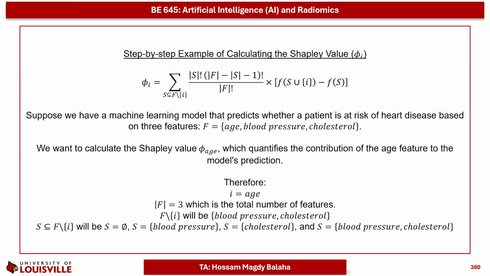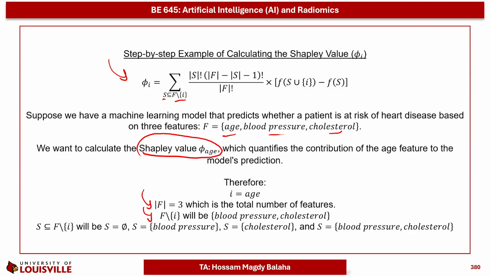To understand that, let's move to an example. We have the formula here. Let's say we have a machine learning model that predicts whether a patient is at risk of heart disease based on 3 different features: age, blood pressure, and cholesterol. And we need to get the Shapley value of the feature age. So the first step, we have I, the subset including the feature age. The number of features, |F|, is 3, because we have 3 features. And F excluding I means the other features, which are blood pressure and cholesterol.